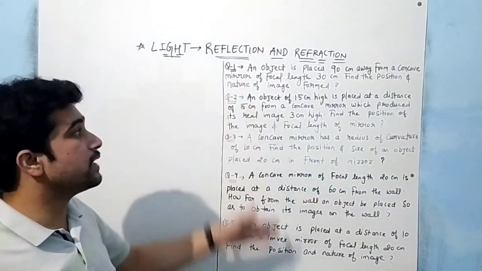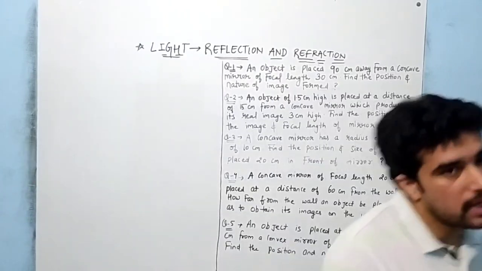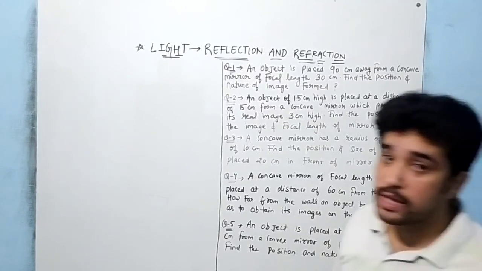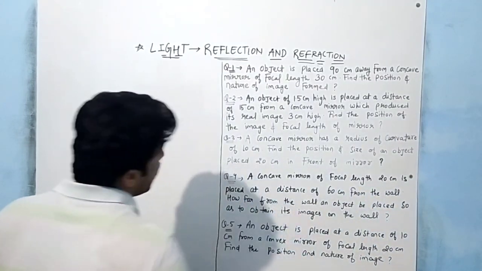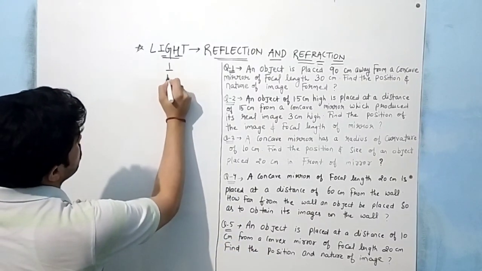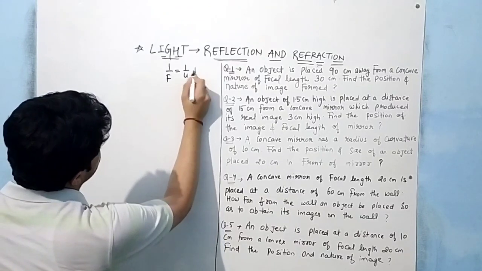उन न्यूमेरिकल्स की हेल्प से आप लोगों का रिफ्लेक्शन का पार्ट बहुत अच्छा हो सकता है। मैं उम्मीद करूंगा ये न्यूमेरिकल्स आपको आपके कंसेप्ट को क्लियर करने में बहुत हेल्प करेंगे। आप लोगों को ये न्यूमेरिकल करने से पहले मैं एक फॉर्मूला बता देता हूं जो हम लोगों ने कल पढ़ा था। 1/f is equals to 1/u plus 1/v.